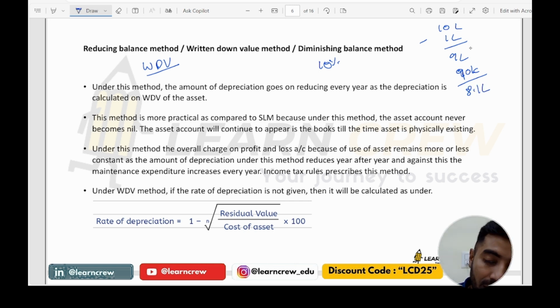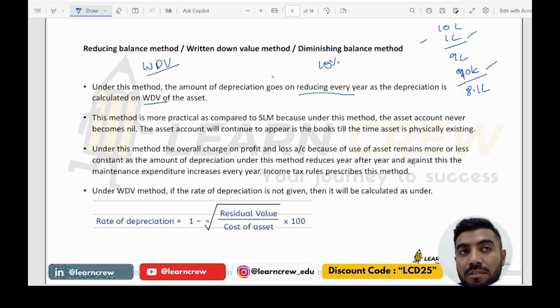So every year, the depreciation value changes. Under this method, the amount of depreciation goes on reducing. First year we charged 1 lakh, second year 90,000, reducing every year, as the depreciation is calculated on the written down value of the asset. It is not calculated on the original cost. This method is more practical as compared to SLM because under this method, the asset account never becomes nil. The asset will continue to appear in the books as long as the asset is physically existing.